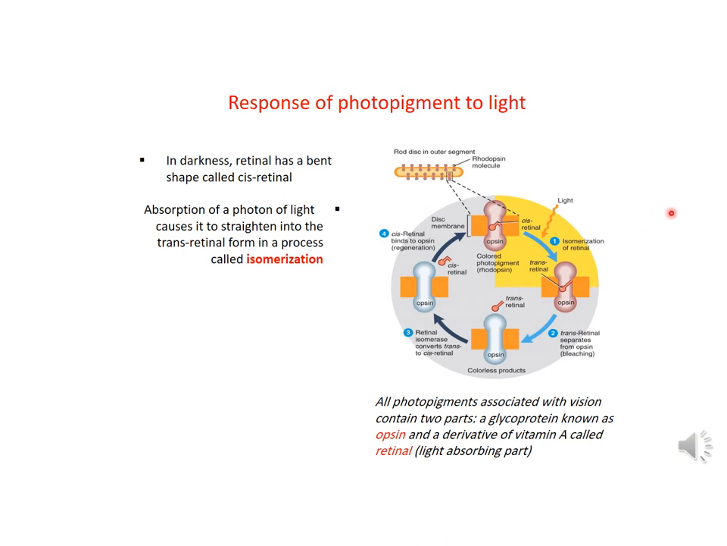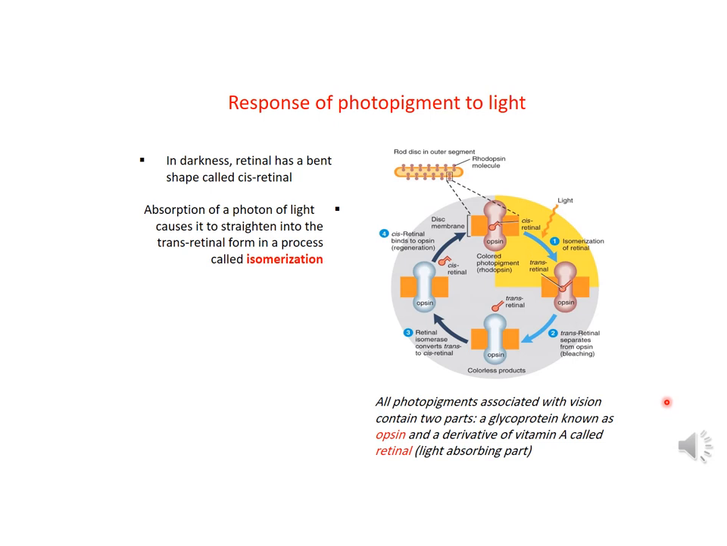Cisretinal and transretinal are chemically the same, but what is the change? The change is physical. This cisretinal has an angular shape, while this transretinal has a straight shape. And what's going on? The transretinal separates from the opsin molecule. We name this the bleaching of the photosensitive pigment.